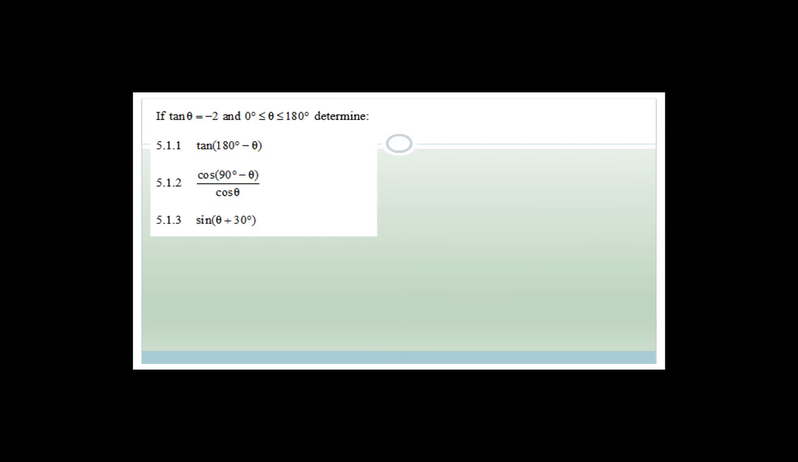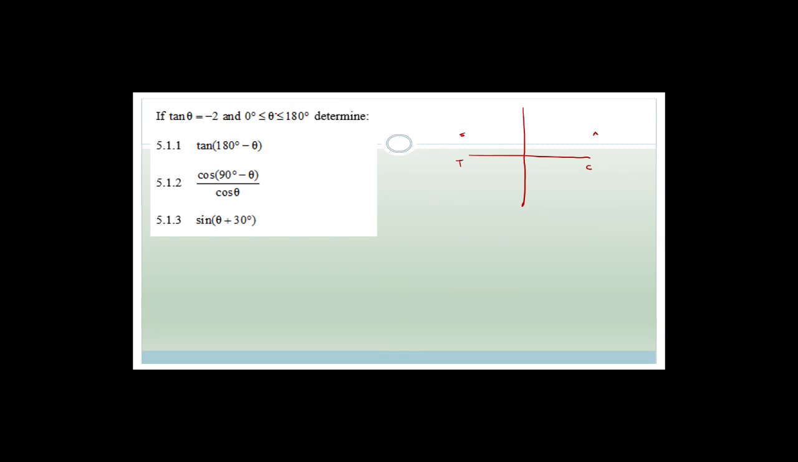And they love asking these questions. So as soon as you see something like tan of theta is equal to, in this case, minus 2, or cos theta is 3 over 5, or whatever, and they say the theta is between 0 and 180, what they're expecting you to do is use a diagram. Okay, so let's just, first of all, go all stations to Cape Town.